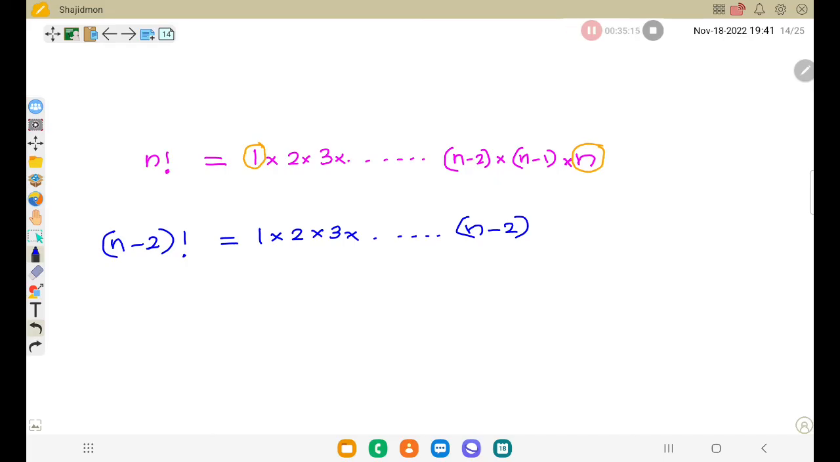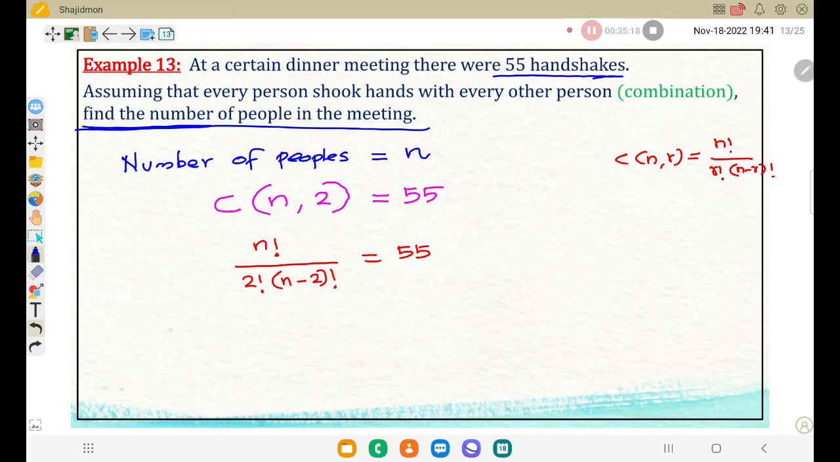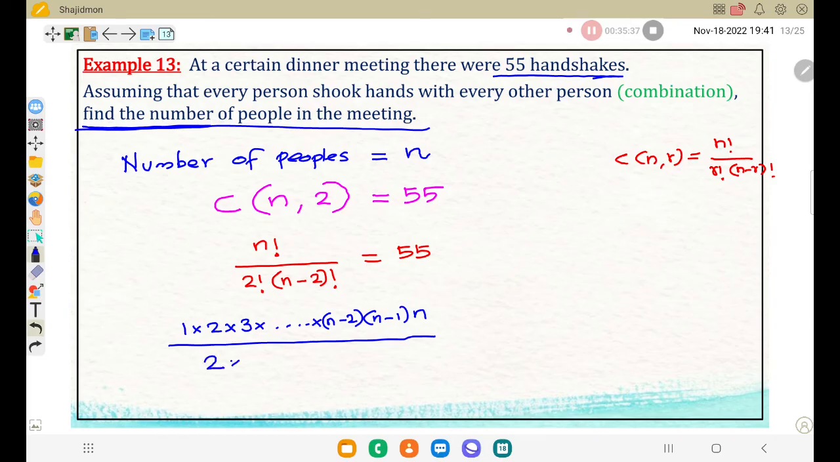So keep this idea in your mind, okay? Now I am coming to this question. So n factorial, what is the meaning? 1 multiply 2 multiply 3, continuing, multiply n minus 2, n minus 1, n. The last should be n. Divided by 2 factorial, you can check by calculator, it is 2 only. Multiply n minus 2 factorial. What is n minus 2 factorial? 1 multiply 2 multiply 3, up to multiply n minus 2. Equal to how much? 55. The right side is 55, 55 handshakes are there.